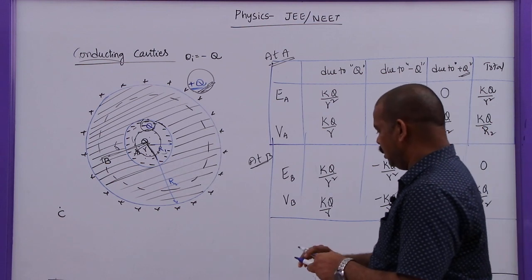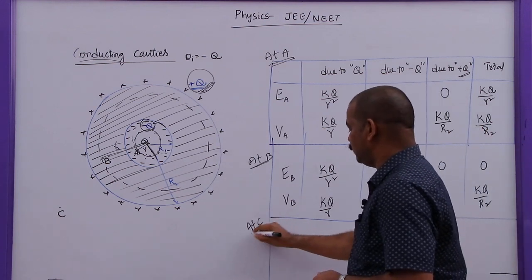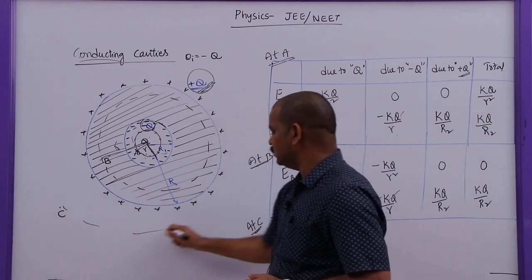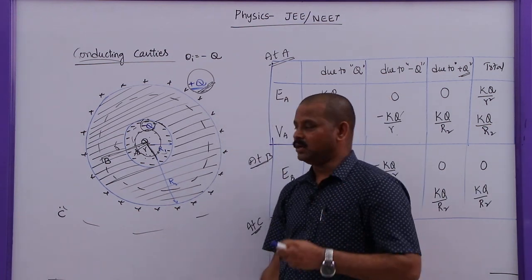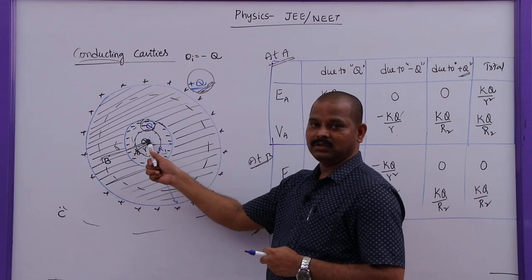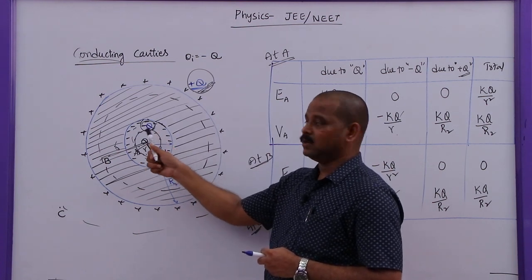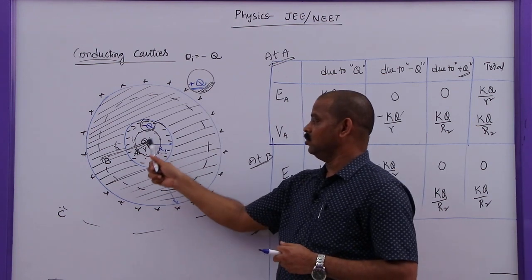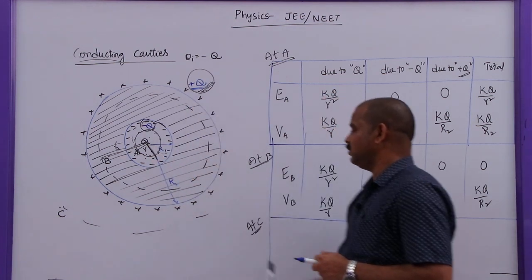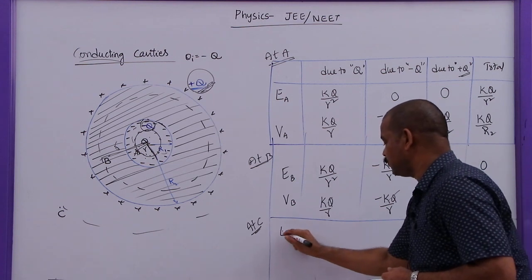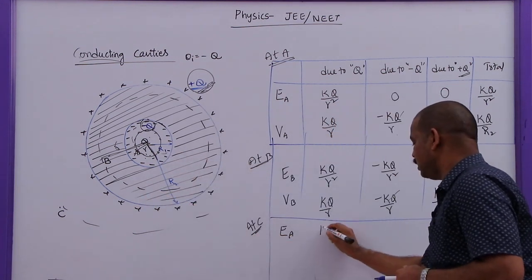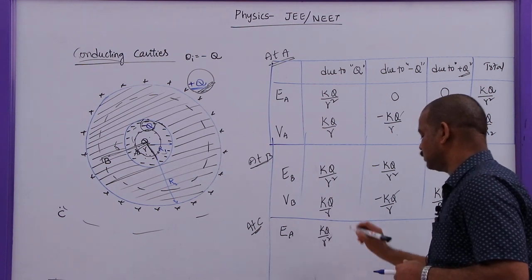Now you have to see how to find the potential and field at C, a point outside the sphere. If you construct a Gaussian surface here, it is enclosing three charges: one positive charge at the center, one negative charge on the inner surface, and one more positive charge on the outer surface. So these two will become 0, only this charge will be available. So what is the electric field due to the positive charge at that point? We can write KQ by R square.